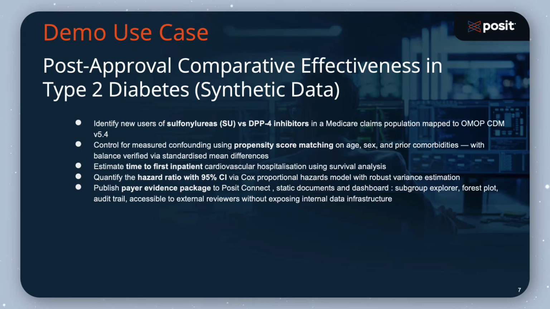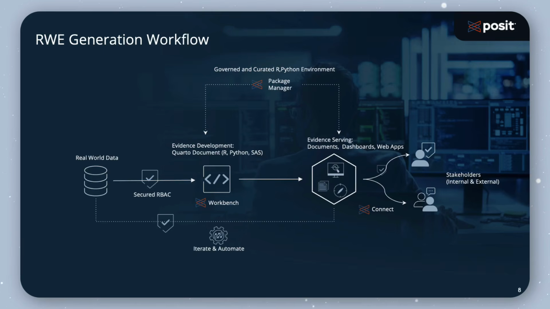At the end, we want to publish a paired evidence package to Posit Connect, where internal and external stakeholders can access both the results and the underlying code. Snowflake holds the data behind secured role-based access. Workbench runs the analysis, and evidence is served through Posit Connect in the form of dashboards, HTML or Quarto documents, and web apps.